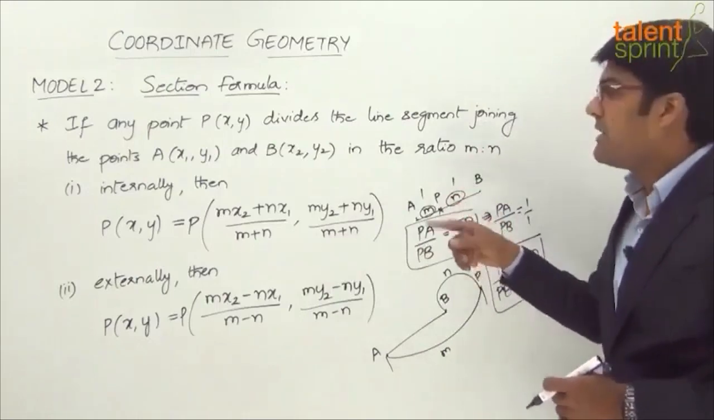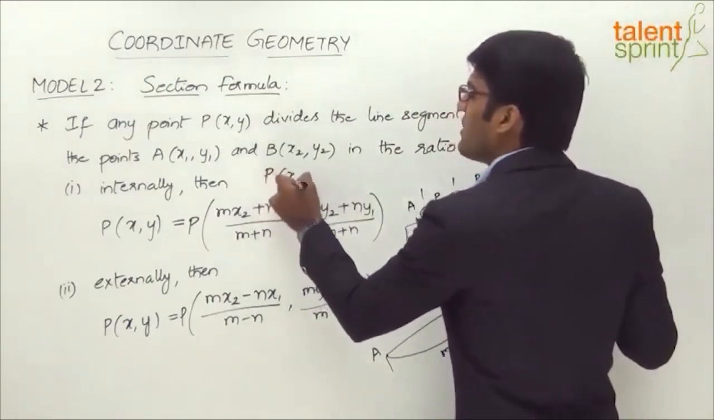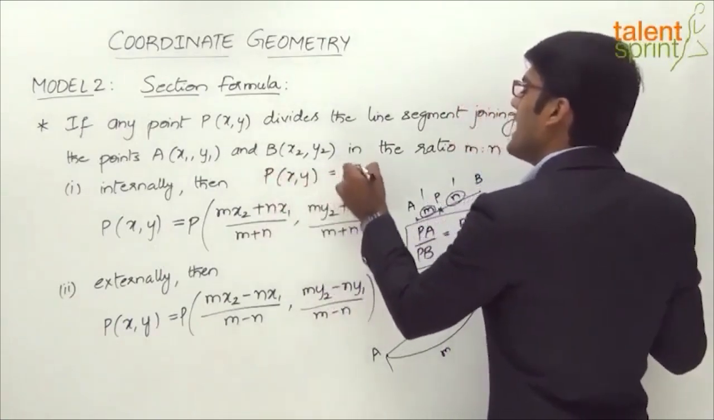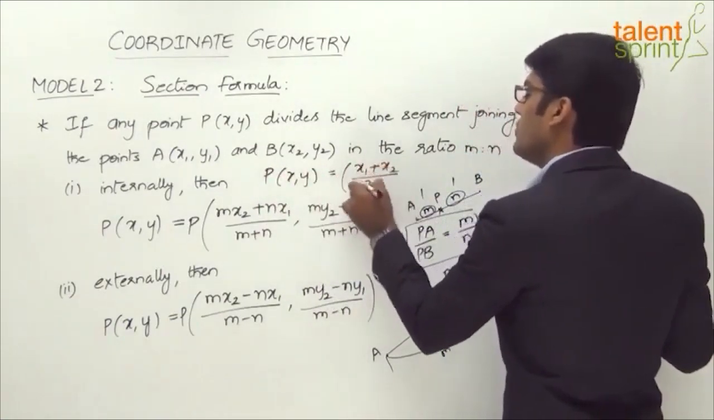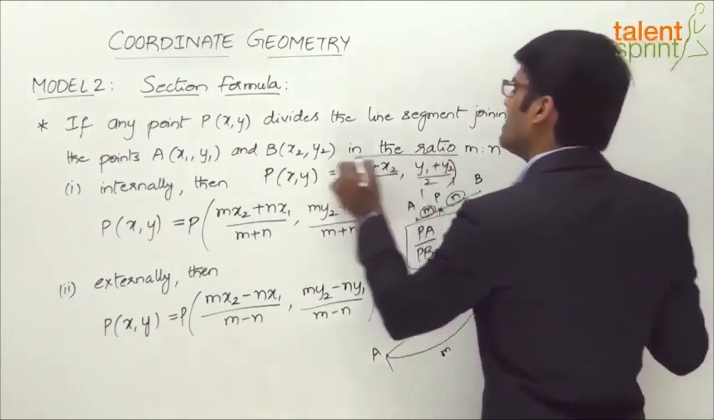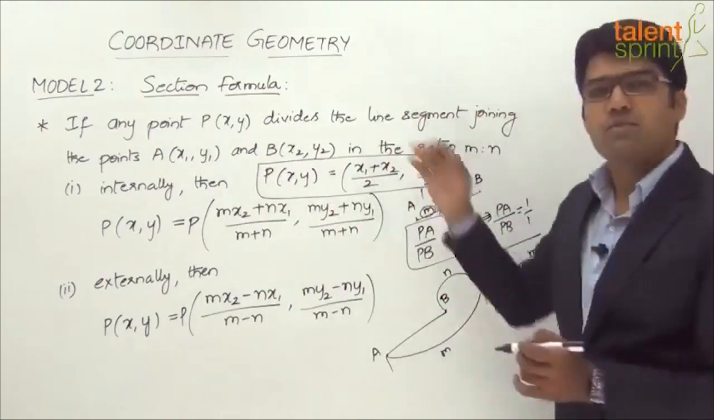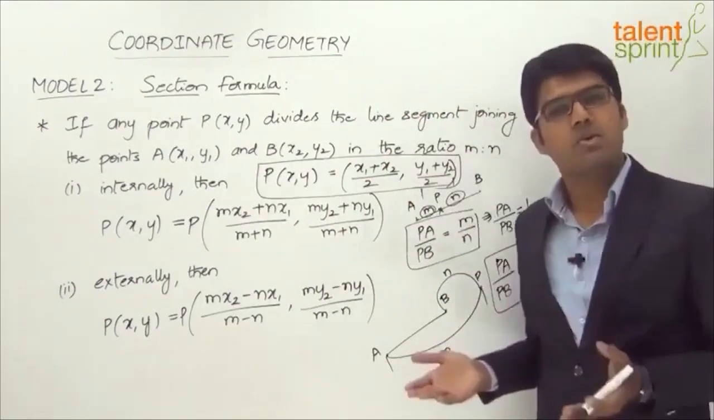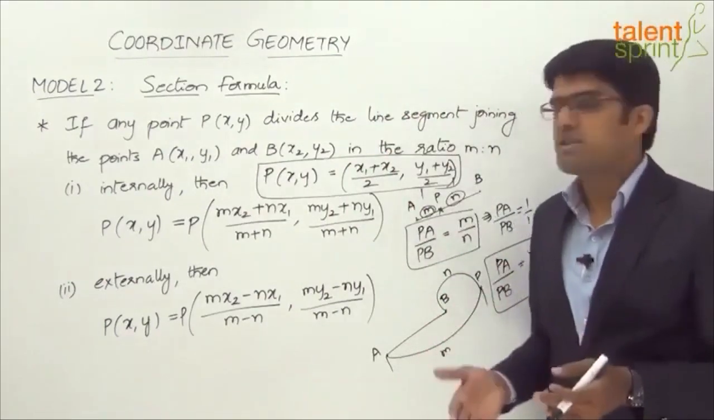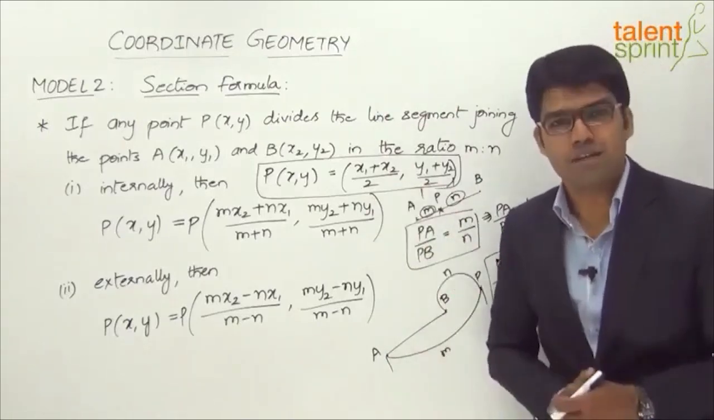If P is the midpoint, the coordinates P of x comma y will be equal to x1 plus x2 by 2 and y1 plus y2 by 2. So this is one simple point which can be understood from the section formula, right? If it is a midpoint, the ratio is 1 is to 1, and if the ratio is 1 is to 1, the coordinates will be x1 plus x2 by 2 and y1 plus y2 by 2.